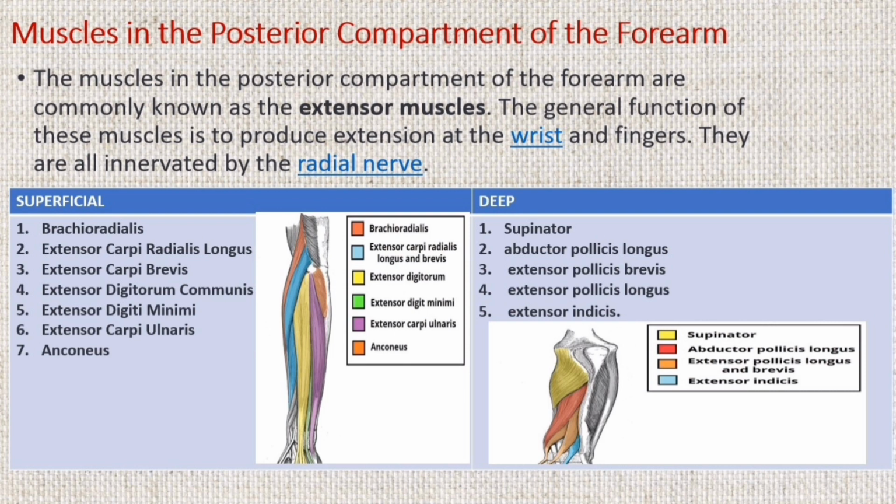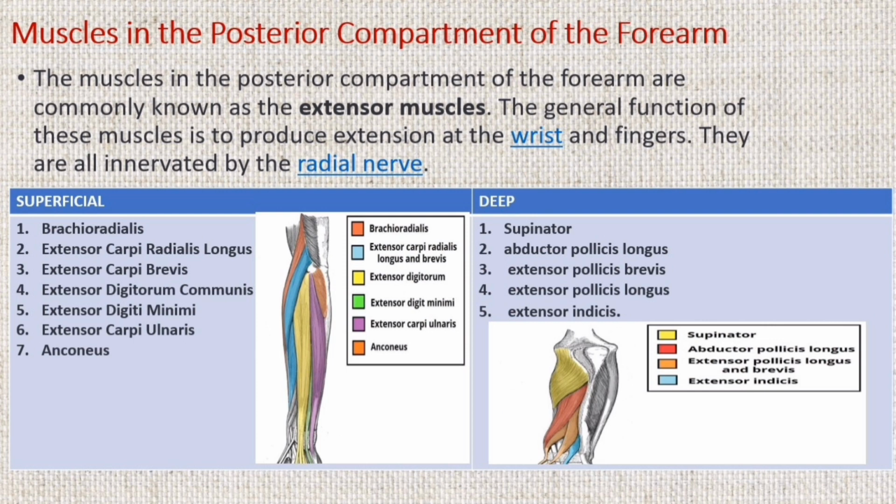Attachments. Originates from the proximal aspect of the lateral supracondylar ridge of humerus, and attaches to the distal end of the radius, just before the radial styloid process. Actions. Flexes at the elbow. Innervation. Radial nerve. Extensor carpi radialis longus and brevis. The extensor carpi radialis muscles are situated on the lateral aspect of the posterior forearm. Due to their position, they are able to produce abduction as well as extension at the wrist.